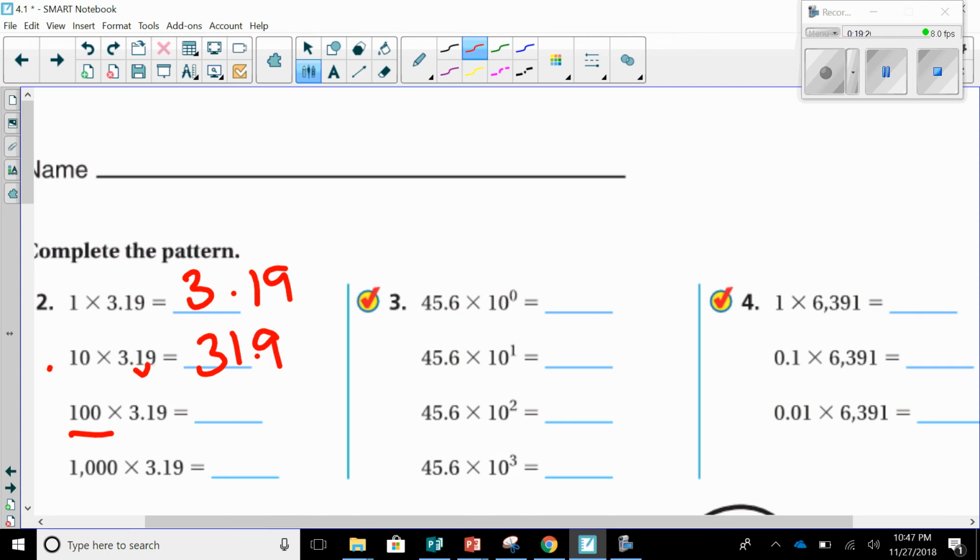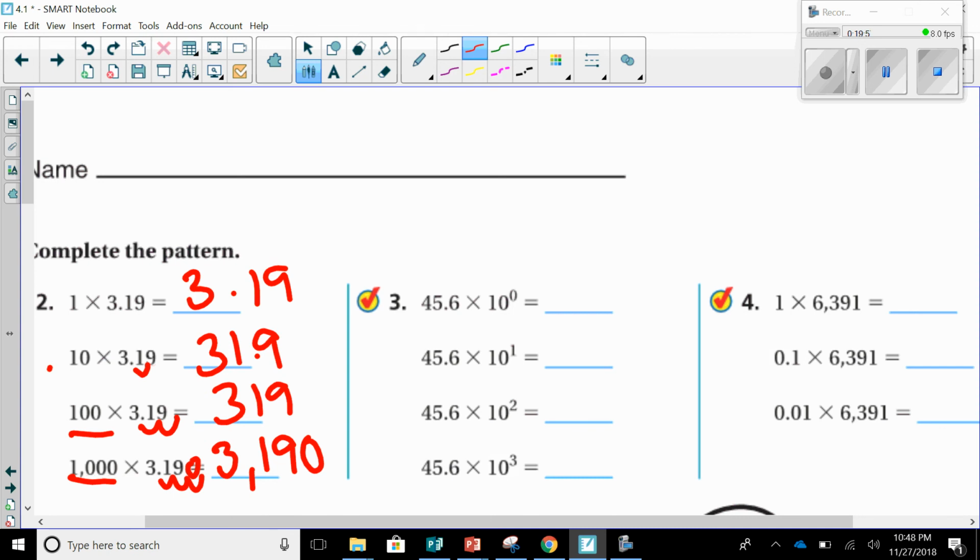100 has 2 zeros, so I'm going to move 2 places to the right. 319. 1,000 has 3 zeros, so I'm going to move 3 places to the right. 1, 2, oh, my invisible 0. Okay. 3,190. Okay.